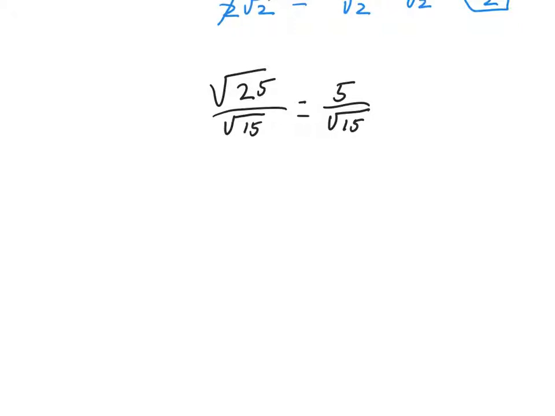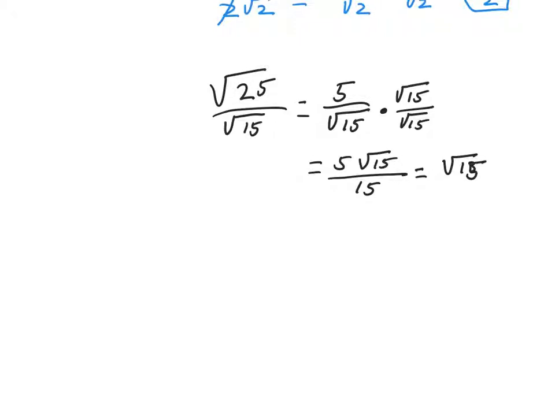Okay, so now we have a radical in the denominator. We have to do the rationalizing. We have to do square root of 15 over square root of 15. And we end up with 5 times the square root of 15 over square root of 15 times square root of 15, which is just 15, like that. And then we can simplify the outside. 5 over 15 is the same as 1/3. So we end up with square root of 15 over 3.